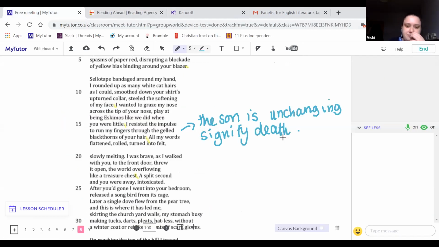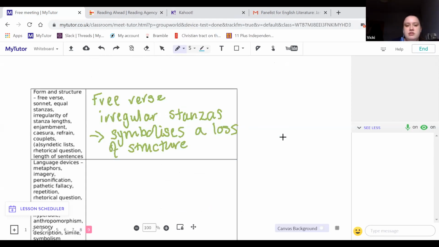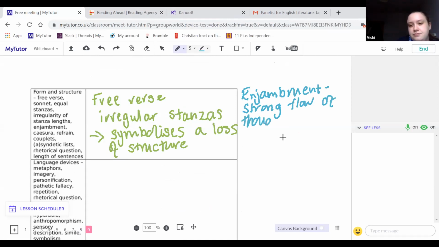Right, okay. So there is absolutely loads of enjambment. Now, I would say the enjambment is because there is a really strong flow of thoughts and emotions when she thinks of her son. And a lack of control.